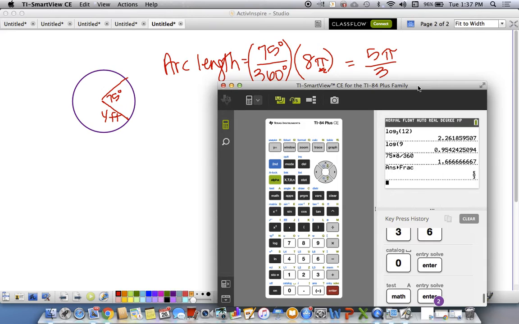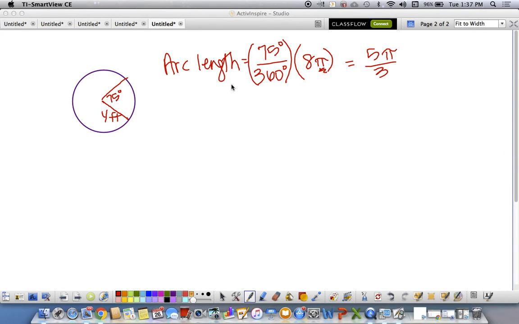Alright, are we okay? We'll come back to this later. Do it in a minute. Next, we're going to talk about the area. So instead of just wanting 5 pi over 3. Are we finished with that?